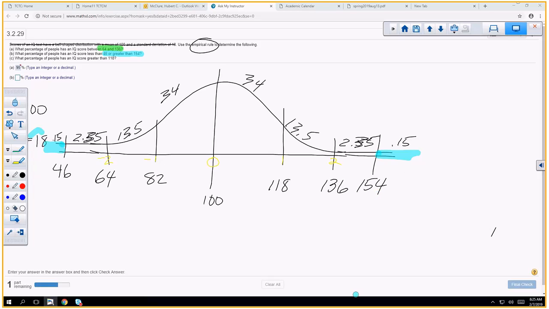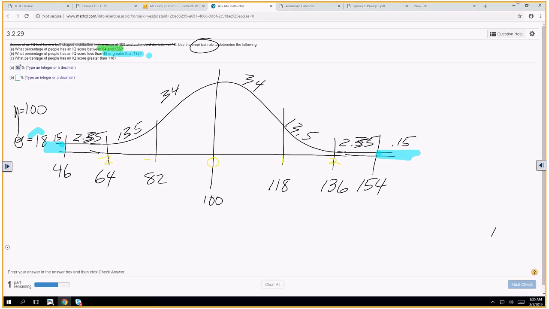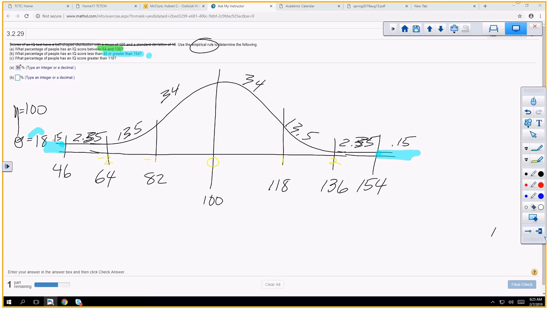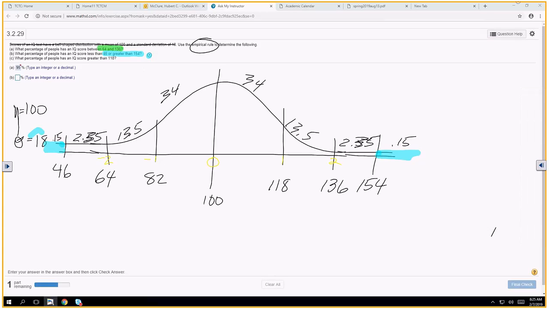So that's pretty easy. What's 15 cent and 15 cent? 30 cents. So that'd be 0.30. Well, y'all can write it because this thing don't work good on the left-hand side. Do it over here. 0.3. 30 cents. And then, what percentage of people has an IQ score greater than 118? So that'd be this area right here. So 2.5 plus 13.5 is 16%. Or 0.16. However they want it.